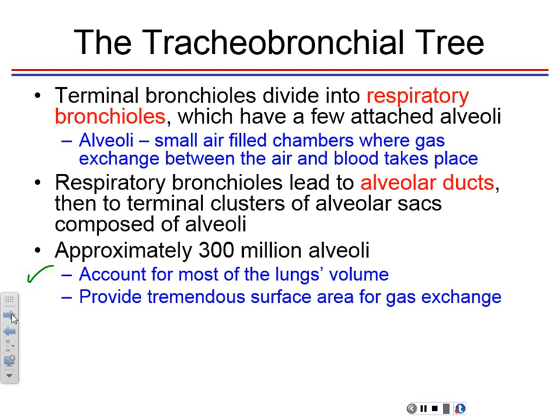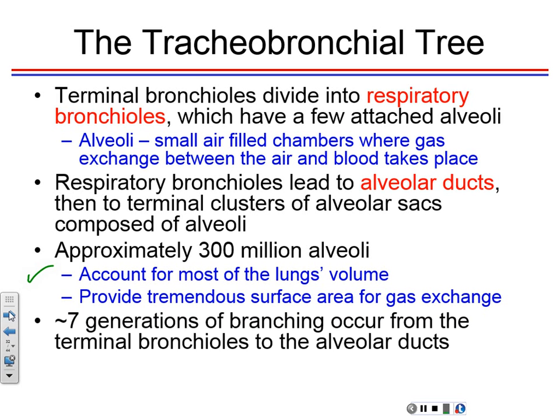Okay. 300 million alveoli in there. That's like the whole population of the US all up in your lungs, in these little balloons. Okay? And that ratchets up the surface area a lot. So it provides a lot of surface area for gas exchange. Okay? So 7 generations of branching occur after the terminal bronchioles. After the 16 generations to get there, then another 7 to get to the alveolar ducts.